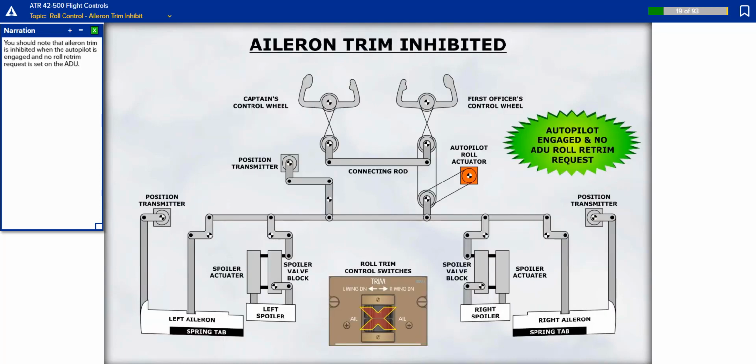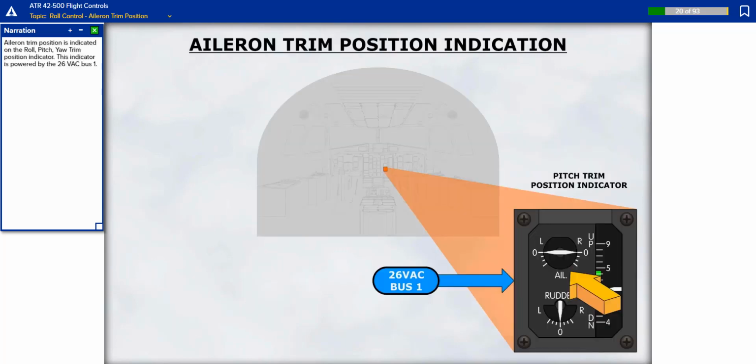You should note the aileron trim is inhibited when the autopilot is engaged and no roll retrim request is set on the ADU. Aileron trim position is indicated on the roll, pitch, yaw trim position indicator. This indicator is powered by the 26 volts AC bus 1.